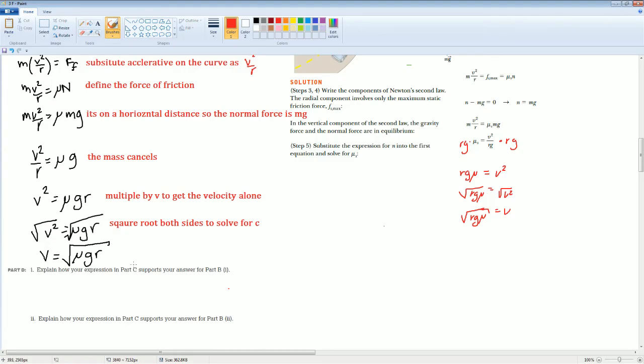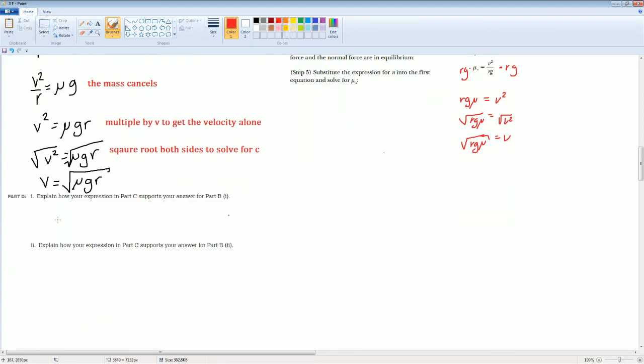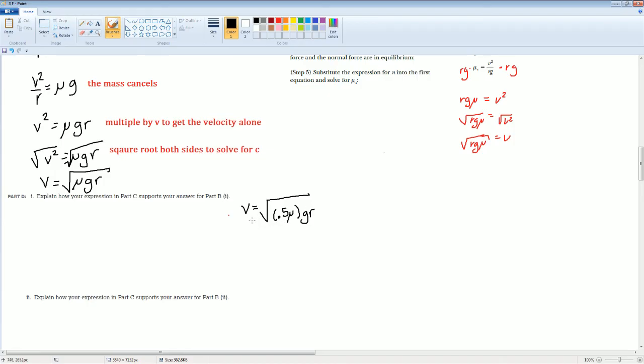So explain how your expression in part C supports your answer in part I. Here we saw a smaller mu, so how does that affect the velocity? I can show you the math if you would like. Let's just half it. So v is equal to the square root of, let's go with the decimal, mu times gr, which is a smaller one.